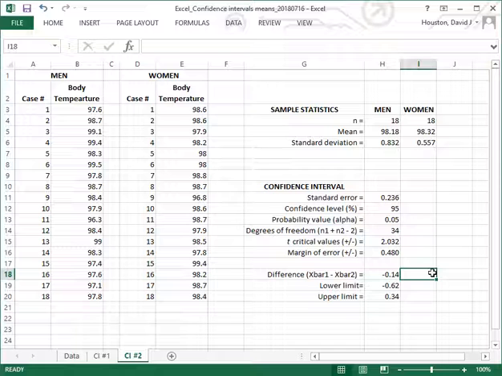And since 0 is contained within this interval, the difference between these two samples is not statistically significant. At the 95% confidence level, the populations from which these two samples were drawn may have differences in average temperature, where men have average temperatures that are 0.62 degrees lower than women, or up to 0.34 degrees higher than women. So it's very possible that these samples came from populations where there is no difference in average mean temperature.